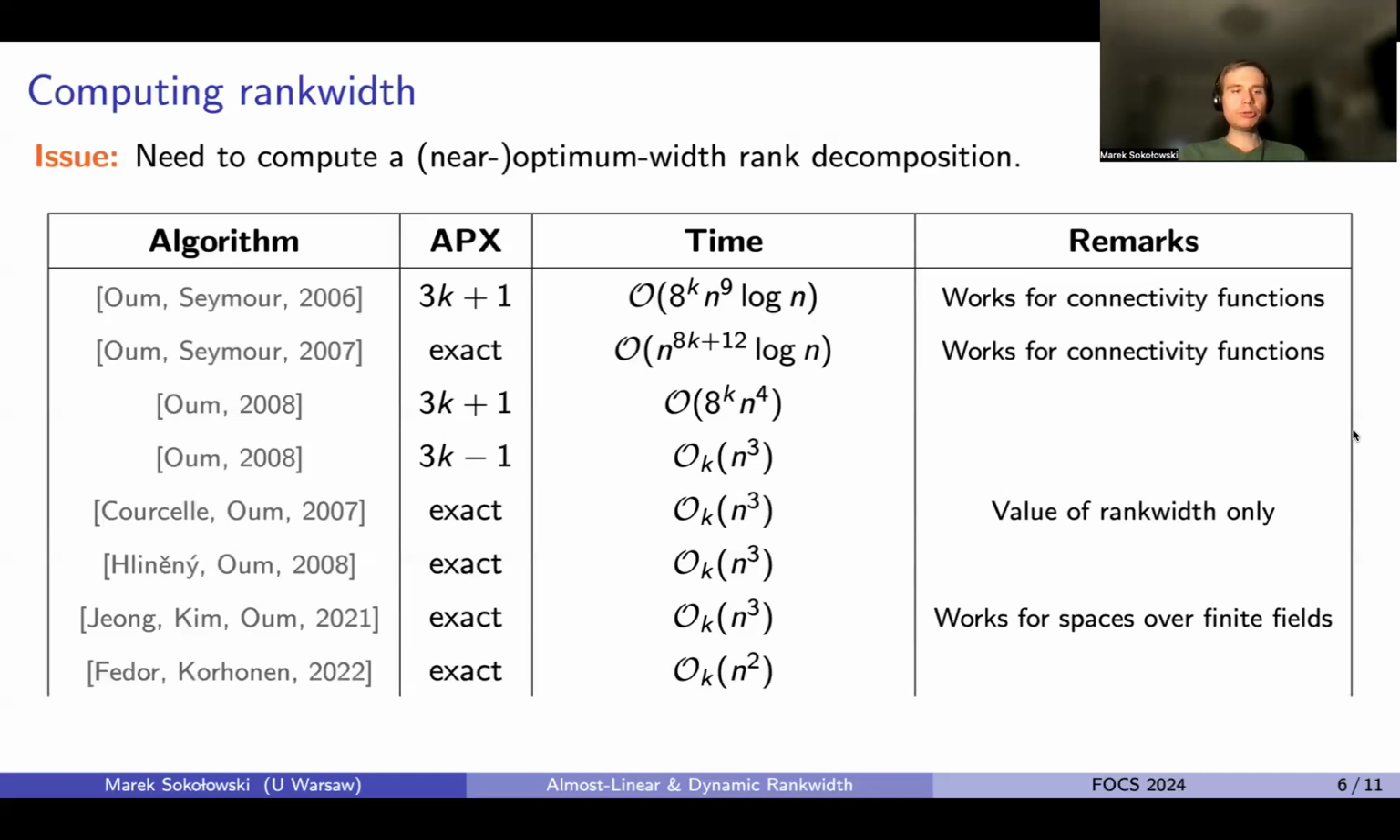Then in 2022, there was a paper of Fiedler and Korhonen, a breakthrough paper, in my opinion, who gave a quadratic time algorithm for the problem.